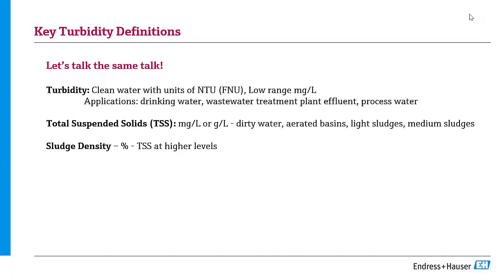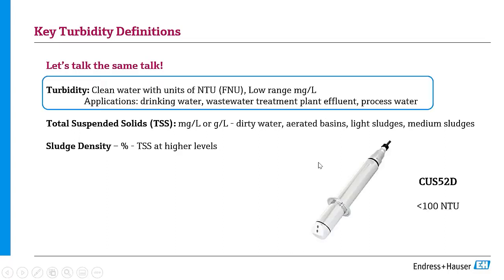As you might have guessed from the title of this presentation, today we're going to be focusing on drinking water applications. And we can use our Turbimax, the CUS52D, to measure turbidity in these clean water applications. As a little rule of thumb, if you're struggling a little bit trying to decide what sensor to use to measure clean drinking water, you want to think about what the NTU value is. And if your turbidity value is less than 100 NTUs, then this sensor is the sensor for you, the CUS52D.